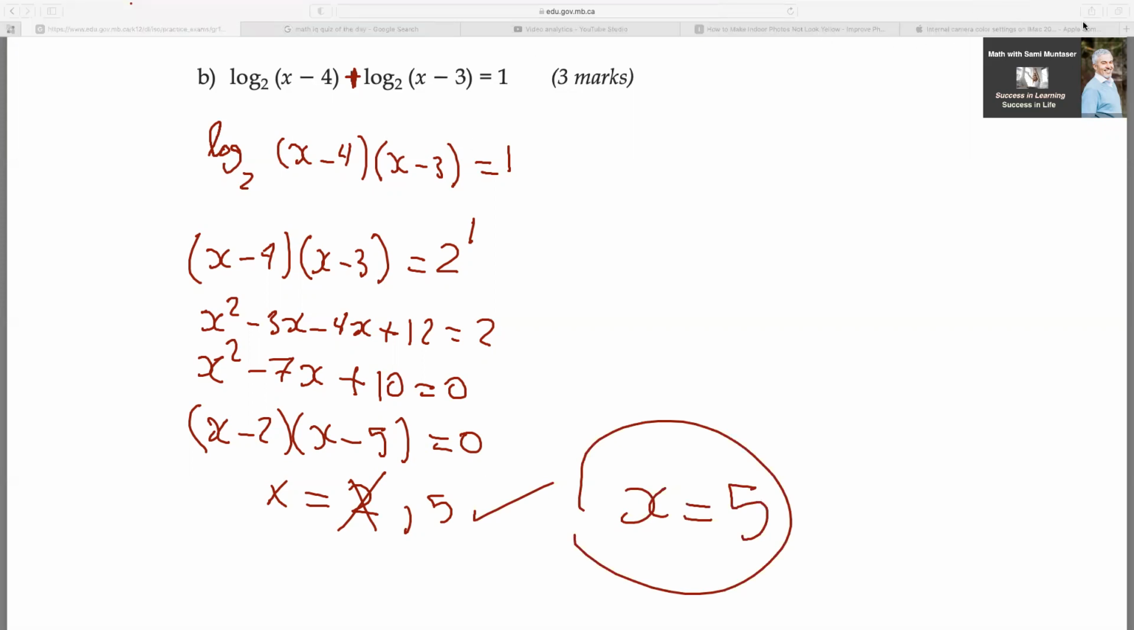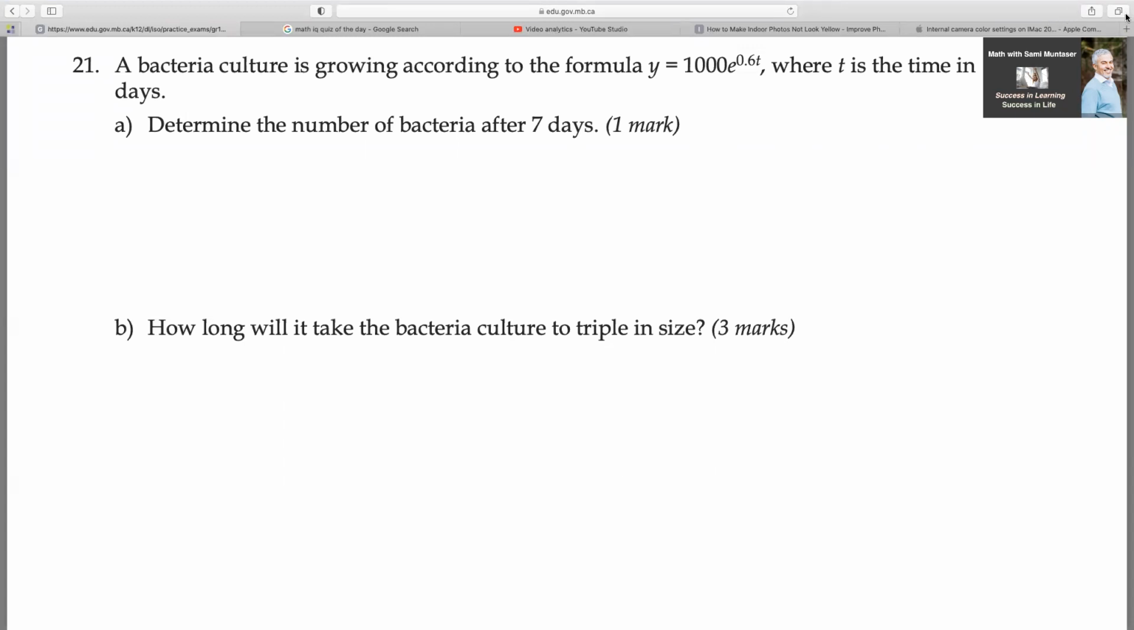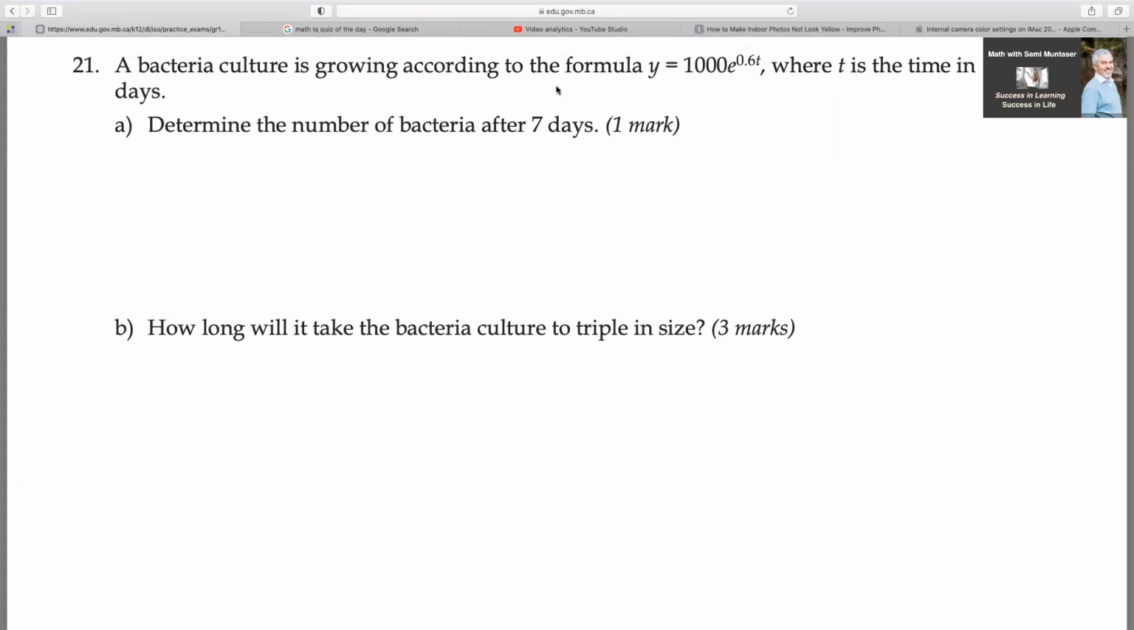Next question. Here we go. This is another question. A bacteria culture is grown according to the formula y equals 1000 e to the power 0.6t, where t is the time in days. Determine the number of bacteria after 7 days.